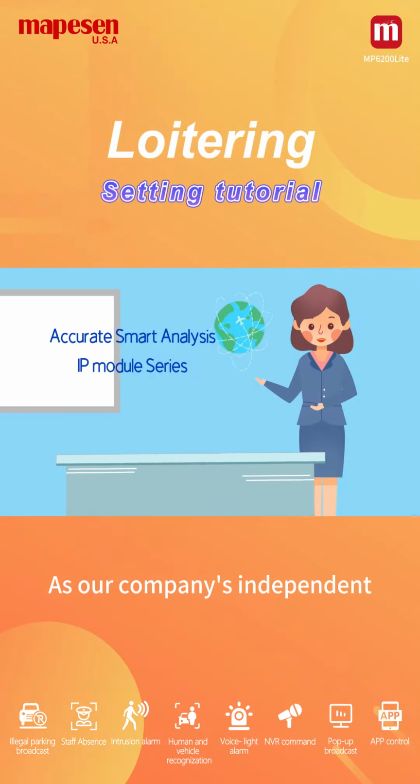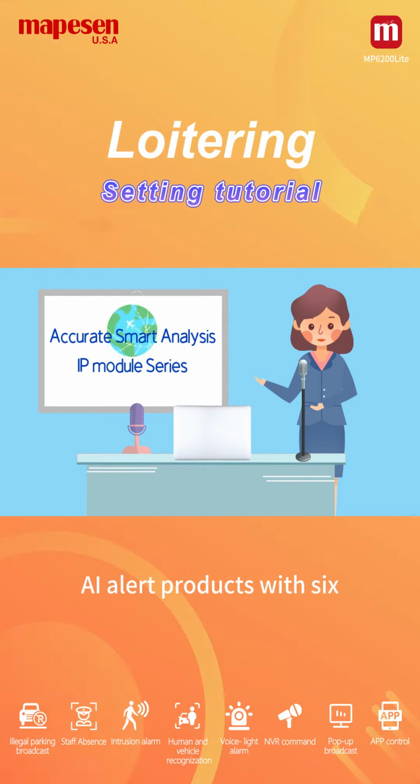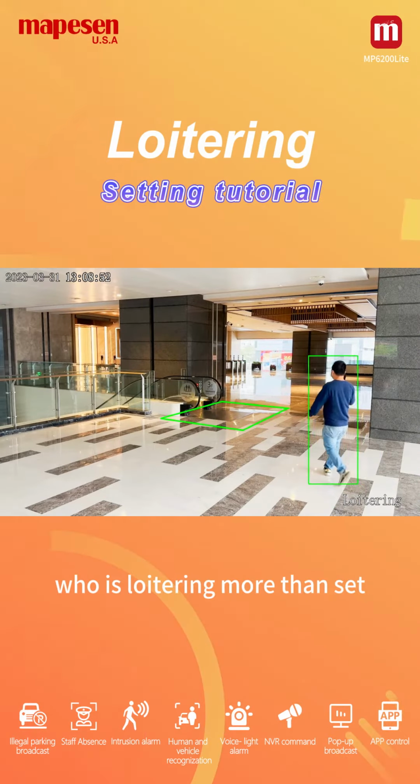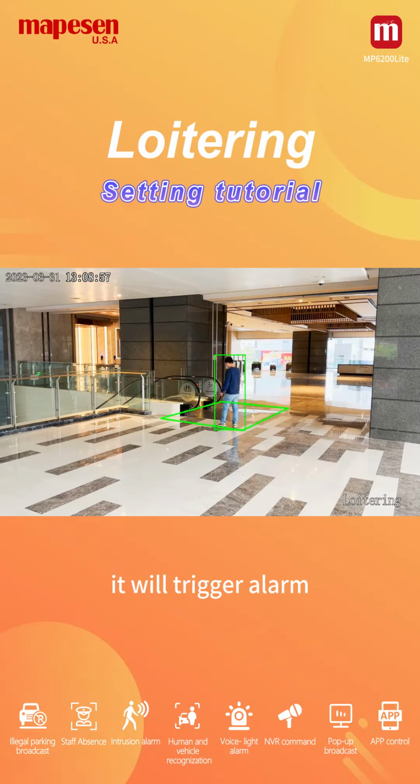As our company's independent research and development technology is becoming mature, we launched the Precise AI Alert products with 6 smart functions, provide you with more comprehensive services. Now, let's show you loitering and setting course. When the IP camera detects a person who is loitering more than the set time in an appointed area, it will trigger an alarm.